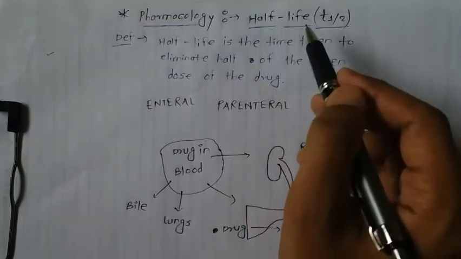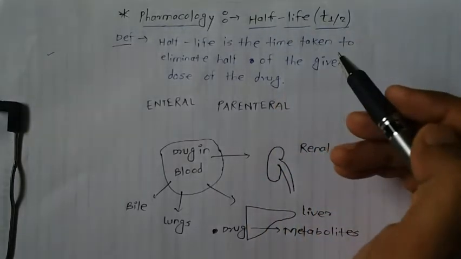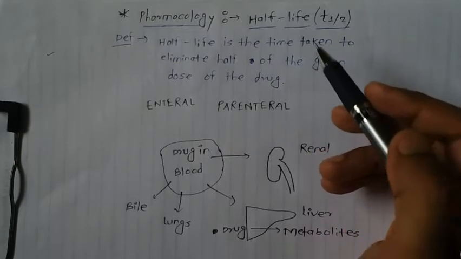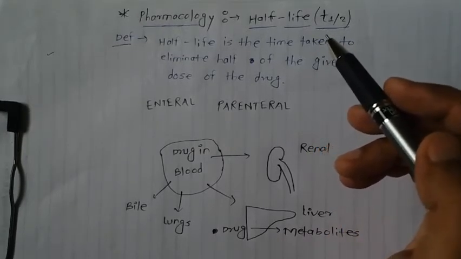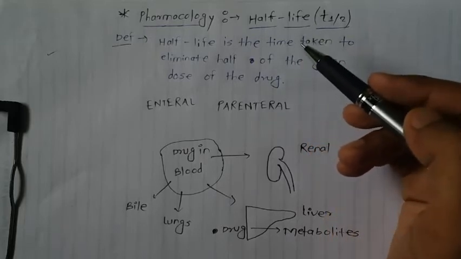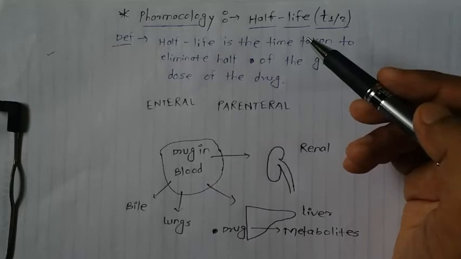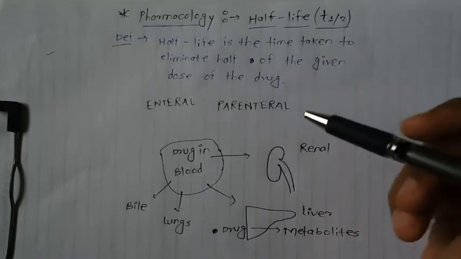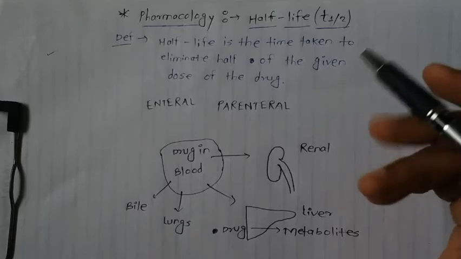Half-life of a drug is a very important aspect when we consider the dosage regimen, that is, how frequently we have to take the dose of the drug to maintain the concentration of the drug in the therapeutic range. So we can avoid toxic effects and get the intended pharmacological effect of the drug.